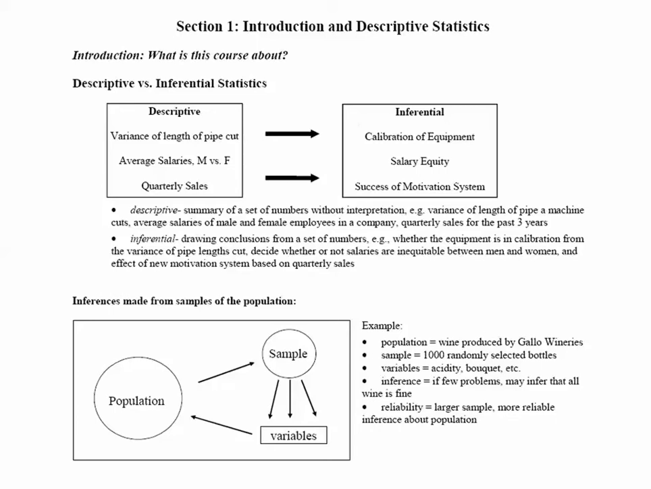Well, that has to do with inferential statistics. Inferential statistics means that we want to infer something or do something about it. So descriptive statistics is a summary of a set of numbers without interpretation. Inferential statistics is drawing conclusions from these sets of numbers.